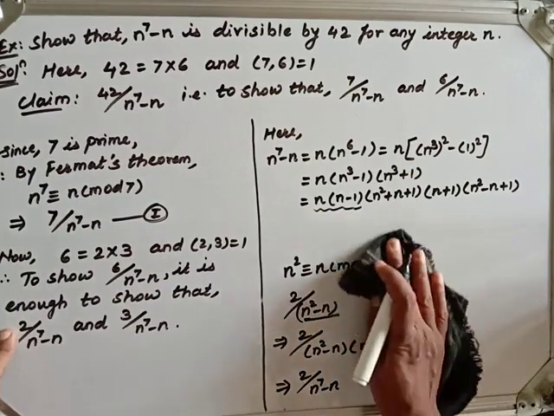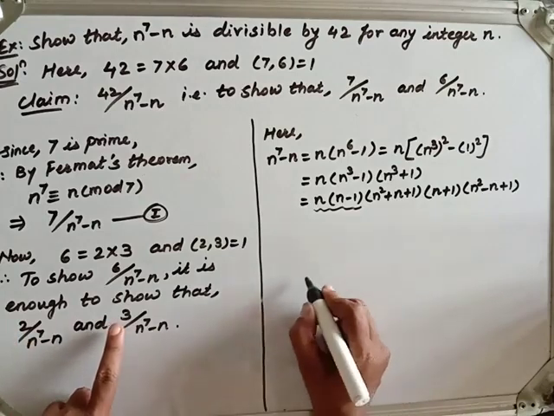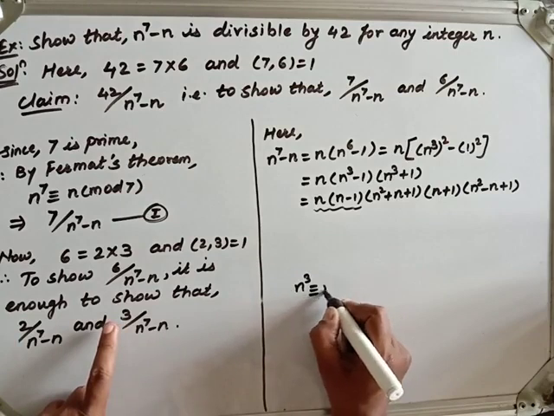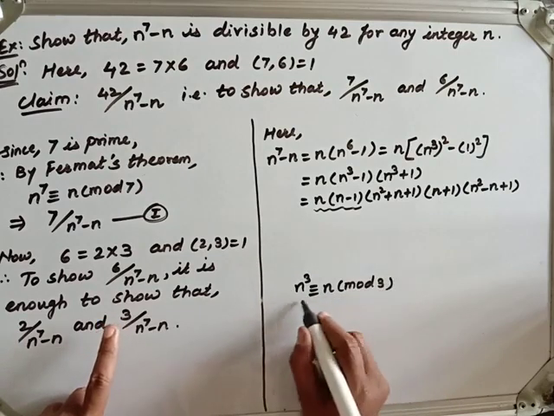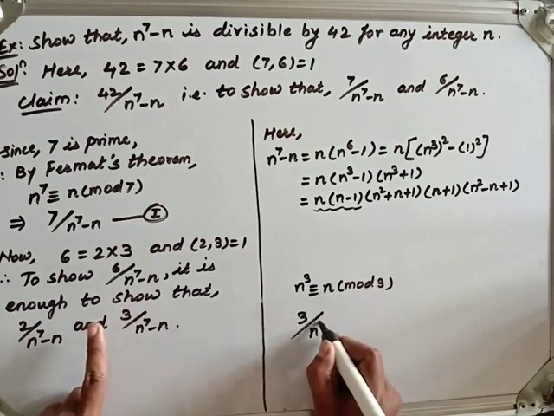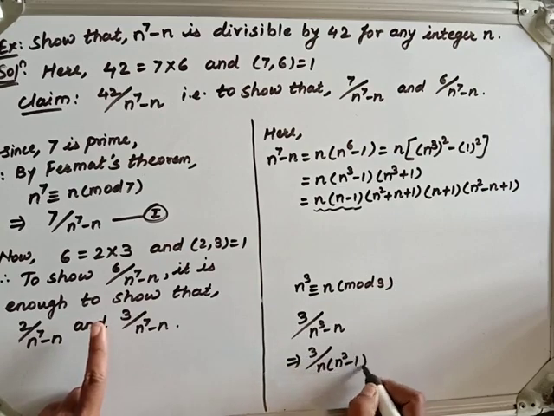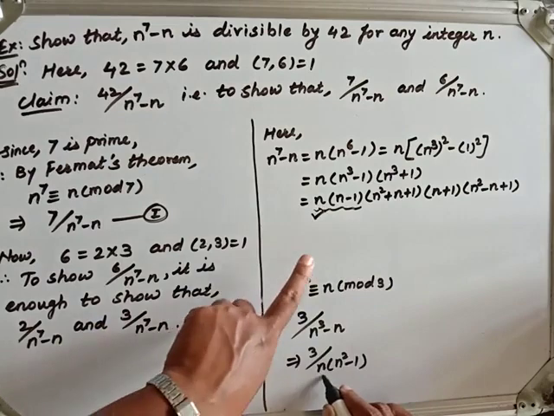Fine. Now the same thing I will apply for 3 also. For 3, what do we get? n cube congruent to n modulo 3. So 3 divides n cube minus n. That is the same as to say 3 divides n into n square minus 1. n is taken common, so n square minus 1. Look here, this is n. It is covered here. Fine.